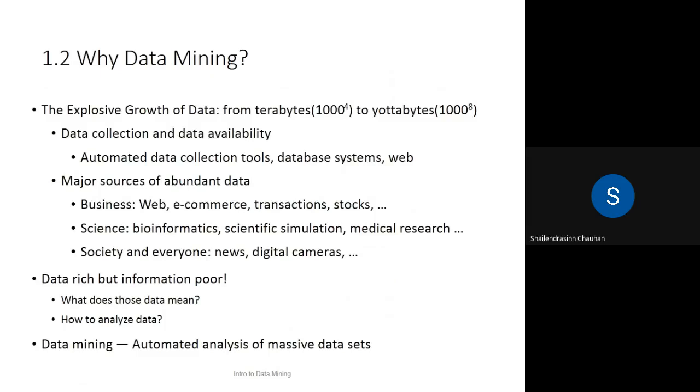This question is important. This kind of question can be asked: justify the sentence that we are data rich but information poor. So with respect to the need of data mining and its basic history, we are going to explain this topic.